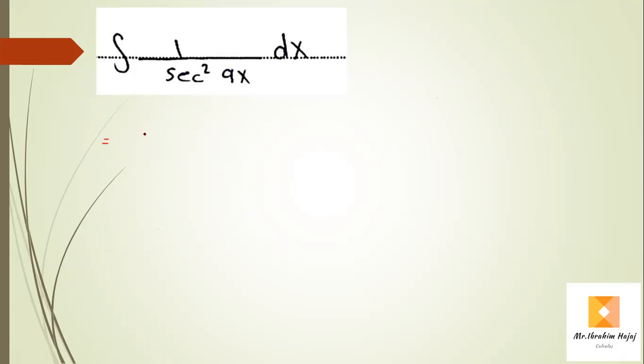Yes, we can try, guys, to solve this question. What's the idea? Which identity can we use to convert this question from 1 over sec squared 9x? 1 over sec squared is the same as cosine squared 9x. So the integral of 1 over sec squared becomes the integral of cosine squared 9x dx.